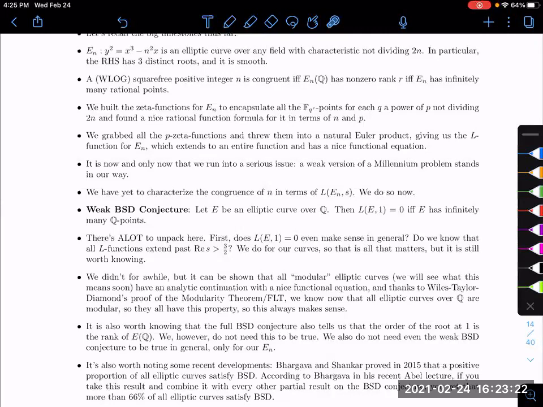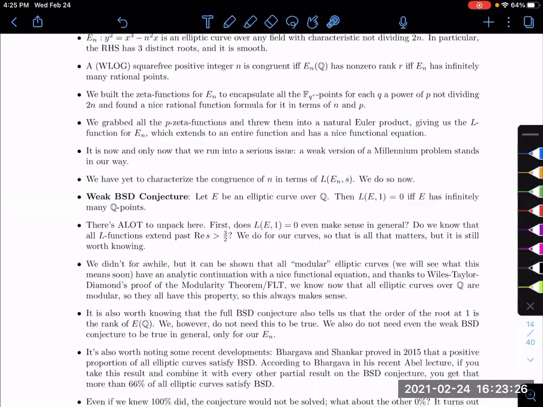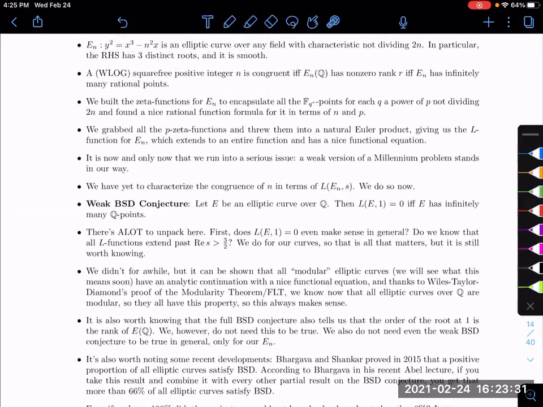And if you would like, I'm going to give you a little summary here of what we know right now about the BSD conjecture. First of all, there is overwhelming computational evidence that the BSD conjecture is true in general. Overwhelming. A simple Google search will show you this. What's the most recent, most powerful theorem? Bhargava and Shankar in 2015. What they showed is that a positive proportion of all elliptic curves satisfy BSD.